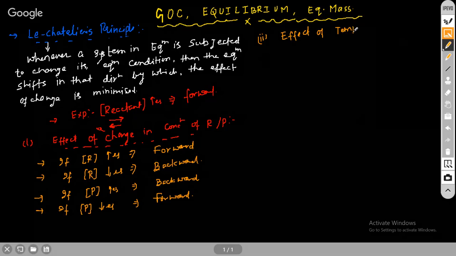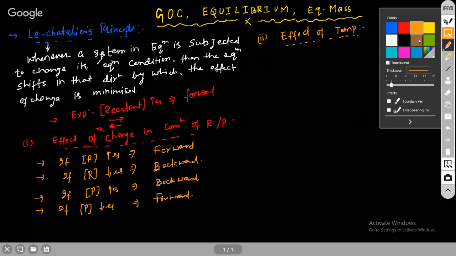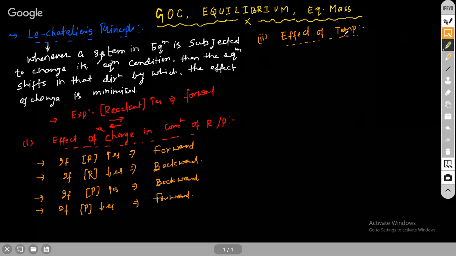Effect of temperature. The temperature effect we will understand by the nature of the reaction, meaning whether it is exothermic or endothermic. First of all, you can understand the effect of temperature by this equation, the Van 't Hoff equation: log K2 by K1 is equal to minus del H divided by 2.303 R into 1 by T2 minus 1 by T1. With this, you can understand.